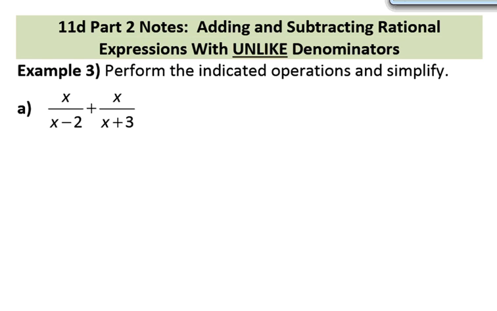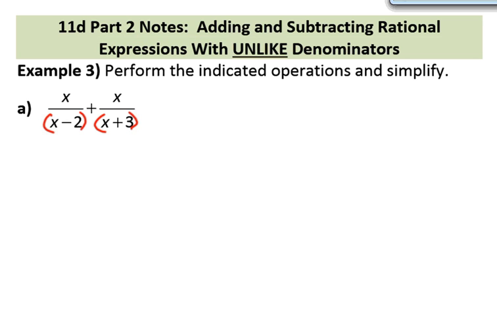Part 2 of 11D notes, adding and subtracting rational expressions with unlike denominators. In the last video, we introduced how to do this process, so now we're looking at some different types of examples. Notice in part A, we have different denominators in our two fractions. In our first one, we have x minus 2, and in the second one, we have x plus 3.